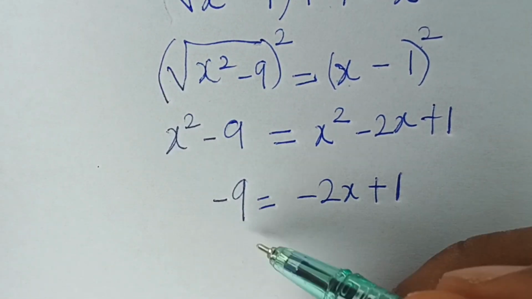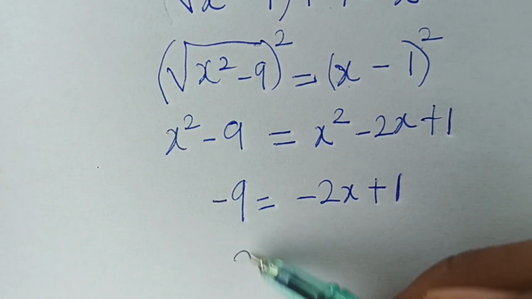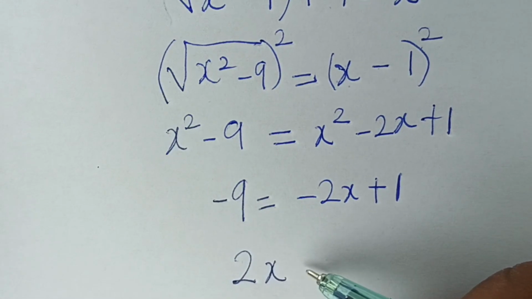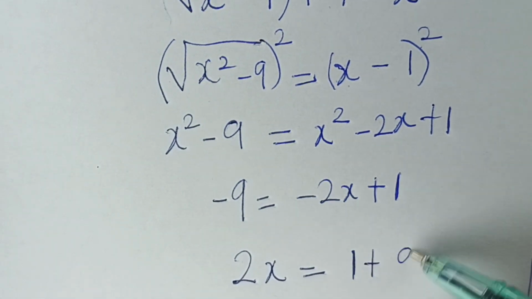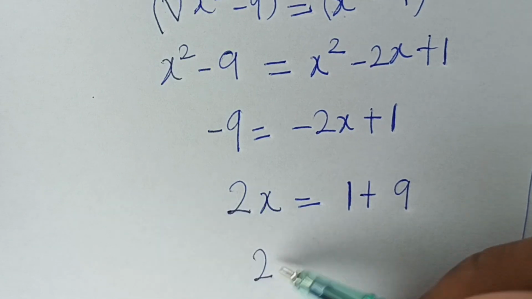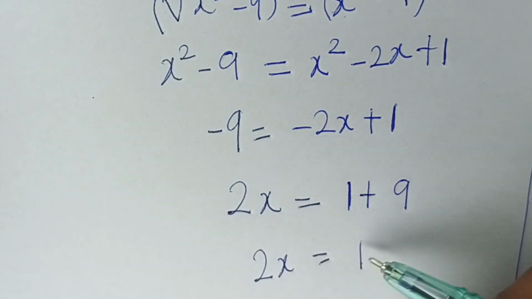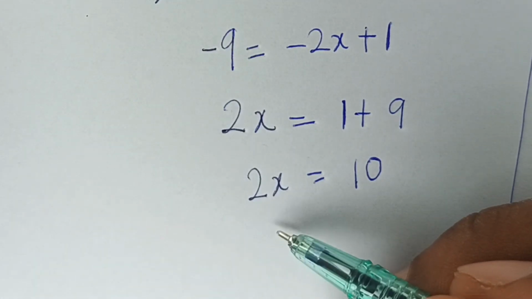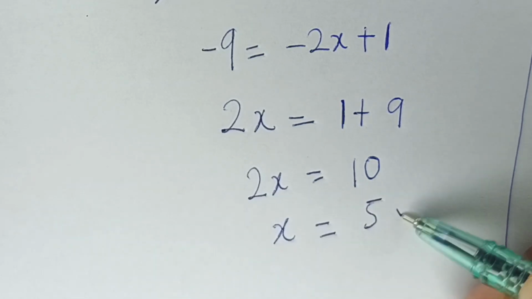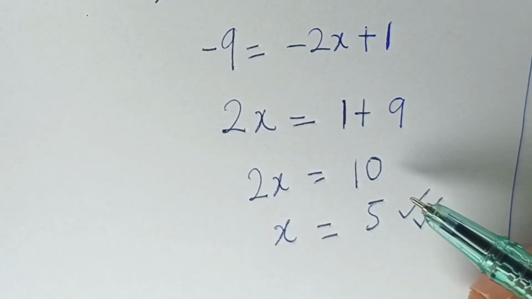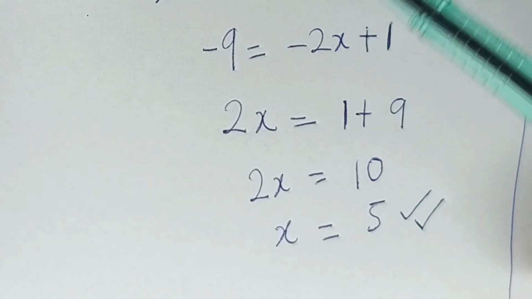Okay, now rearranging this, we have 2x equal to 1 plus 9. 2x is equal to 10, and finally x is equal to 5. Alright, so 5 is the answer to this question.